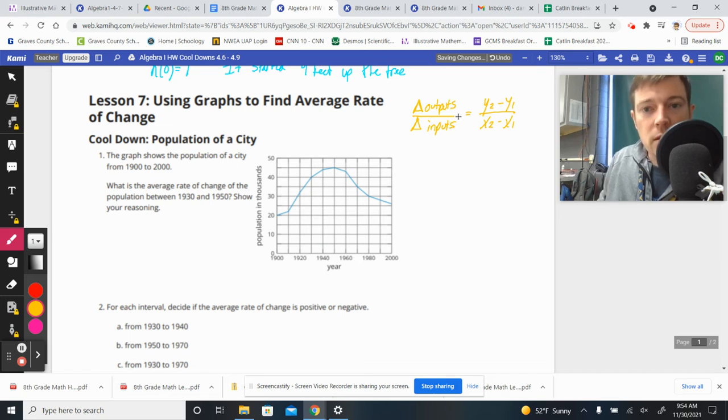So we're finding the slope, but we're doing it on function graphs. Function graphs a lot of times can come in curves or weird shapes, and so we're finding the slope between intervals that they ask about. This graph shows the interval of 1900 to 2000, so that entire century. But the first question asks what's the average rate of change between the years of 1930 and 1950. So we're finding the graph at 1930, and then at 1950, and finding the rate of change between those.